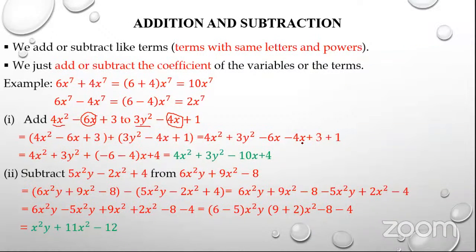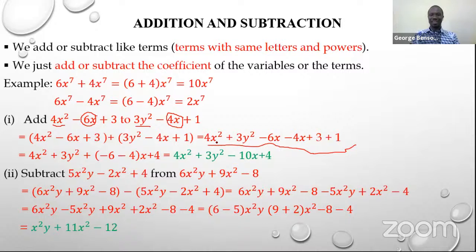Then I brought the constant terms, that's the 3 and the 1. Is that okay? So at this stage, we are just doing what we call grouping like terms. This didn't have any other term. That's why it was straight away followed by 3y squared. If there was another x squared term, we would have brought it before bringing the 3y squared. Is that okay? Right. But now, the only like term in it is this one.